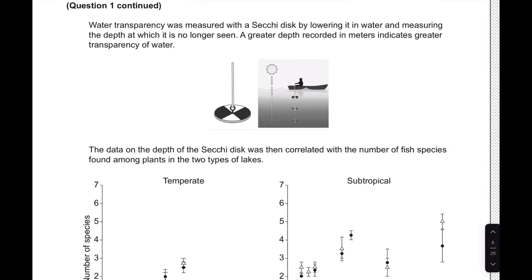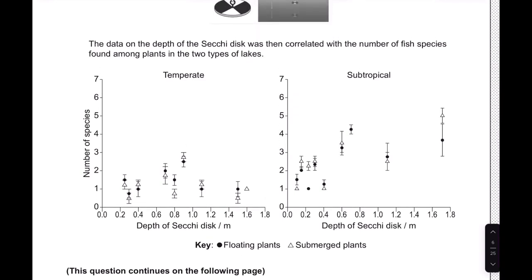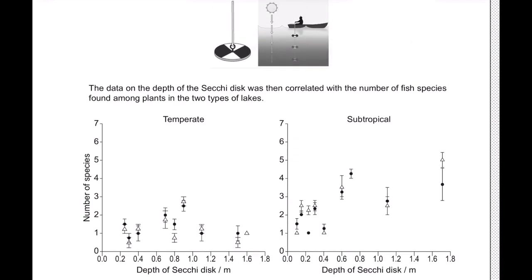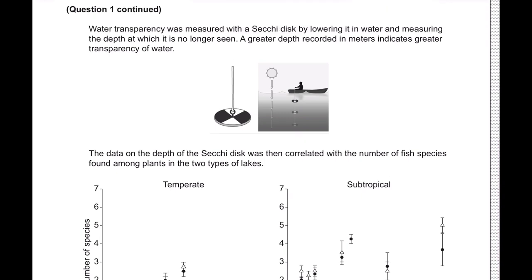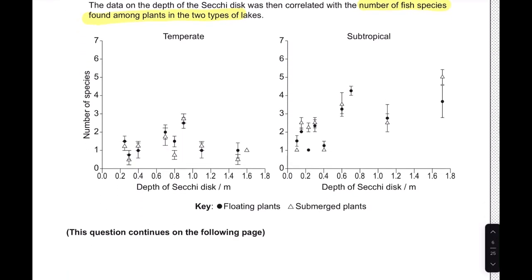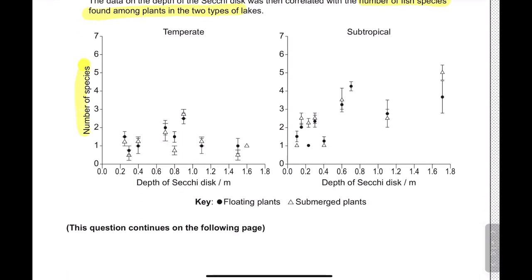Now next, another graph is given where depth of a Secchi disc is given. The purpose of this Secchi disc is to check the transparency of water. So the more the distance covered, the more transparent the water will be. Greater depth is then correlated with the number of fish species found in two types of lakes. So you can see the number of species and the depth of the disc in two different locations.